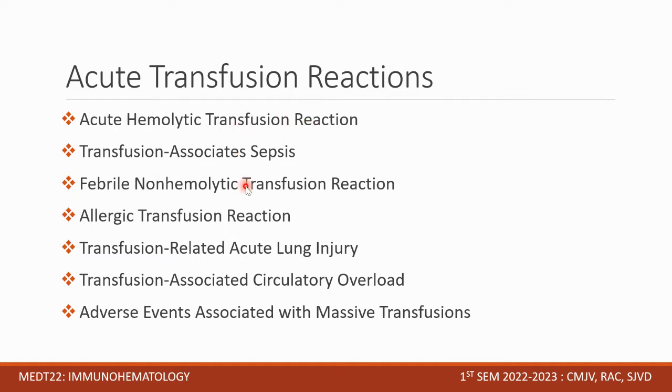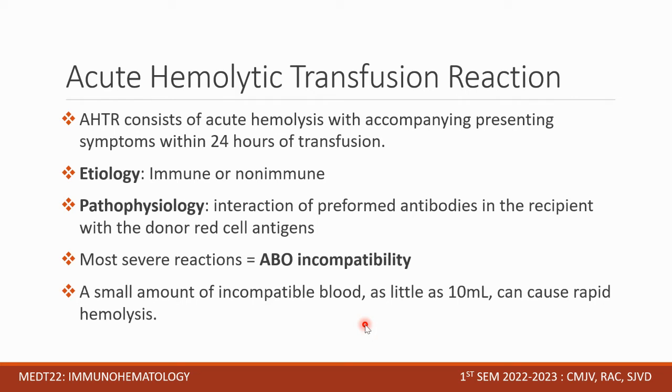So those were the first three. Next, we have allergic transfusion reactions. This can be categorized into mild and severe. Next, we have transfusion-related acute lung injury and transfusion-associated circulatory overload. At ang dalawa naman is pulmonary in nature. And we have adverse events associated with massive transfusions. Okay, so let's discuss them one by one. First, we have acute hemolytic transfusion reaction.